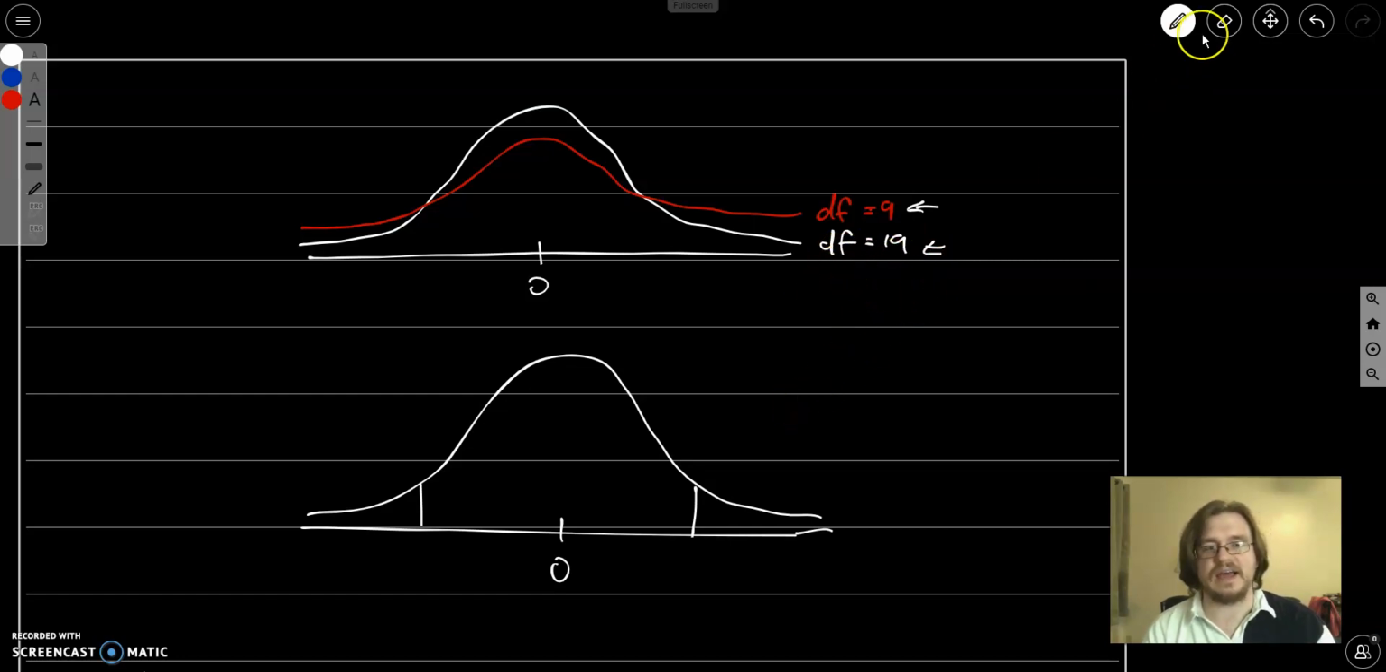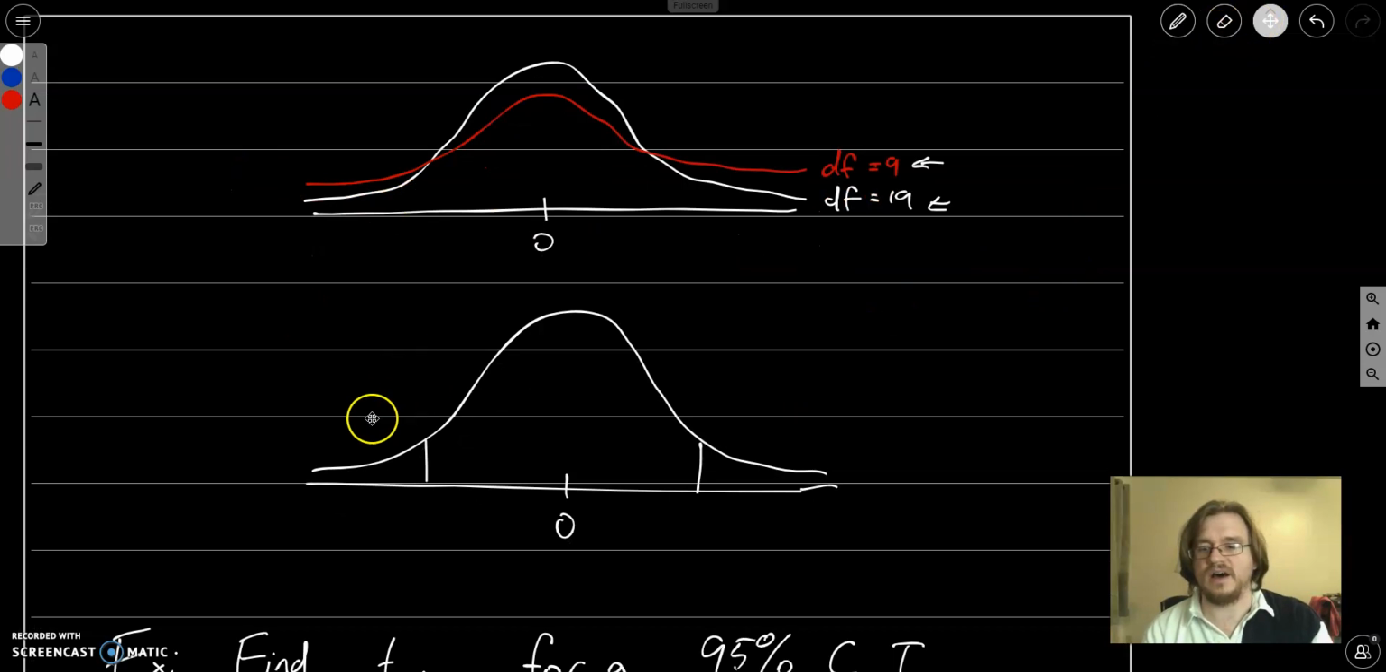So bigger samples lead to more accurate statistics. And just like last time, we have our distribution, and what we want is going to be this t value, which we call t sub alpha over 2.